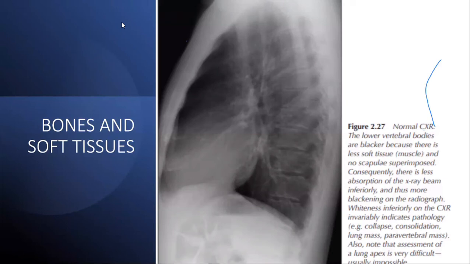Normal chest X-ray: here you see that the lower vertebral bodies are blacker, because there is less soft tissue and no scapula superimposed. Consequently, there is less absorption of the X-ray beam inferiorly, thus more blackening of the radiogram. Whiteness inferiorly on the chest X-ray invariably indicates pathology like collapse, consolidation, lung mass, and paravertebral mass. Also, note the assessment of the lung apex is very difficult, usually impossible.